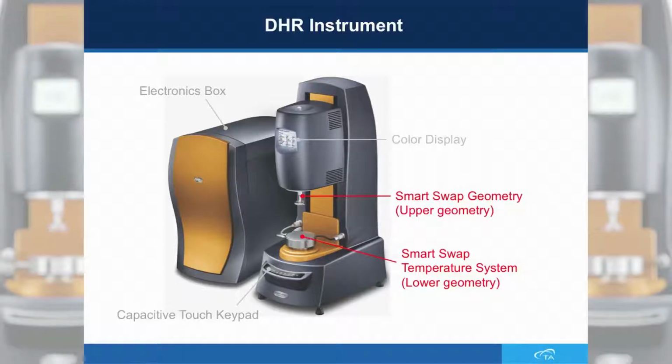The upper geometry has a magnetic band that can be read by the DHR. In turn, the geometry is identified and all relevant information required for operation is displayed in the software. The lower geometry is held in place through a magnetic coupling. Once plugged into the instrument, the DHR automatically recognizes the attached temperature system.